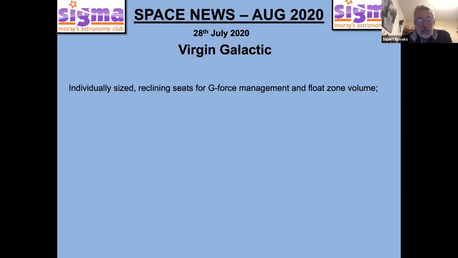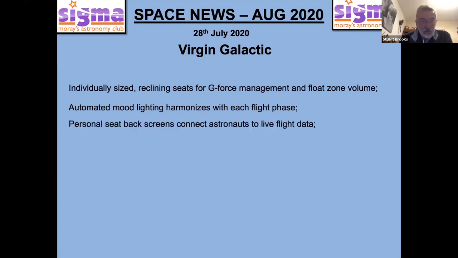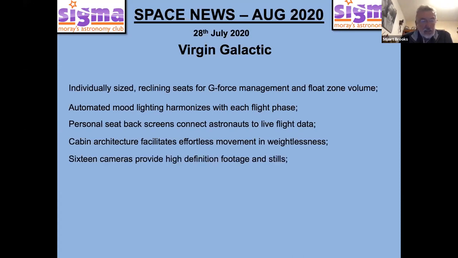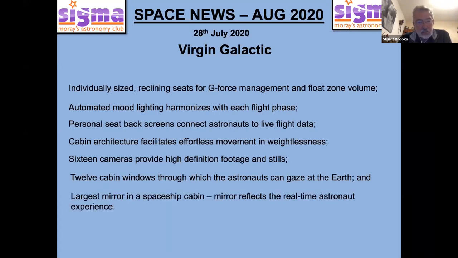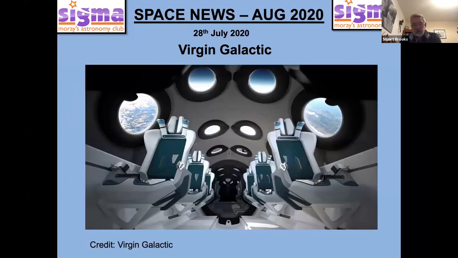Individually sized reclining seats for G-force management and float zone volume. Automated mood lighting harmonizes with each flight phase. Personal seat back screens connect astronauts to live flight data. Cabin architecture facilitates effortless movement in weightlessness. 16 cameras provide high definition footage and stills. 12 cabin windows through which the astronauts can gaze at the Earth. And the largest mirror in a spaceship cabin reflects the real-time astronaut experience. And that's what it looks like, which is quite impressive.